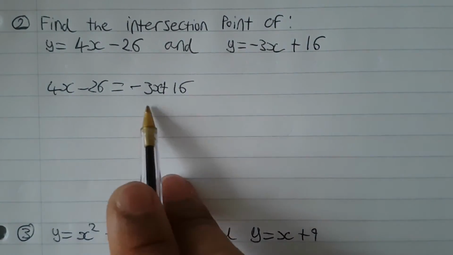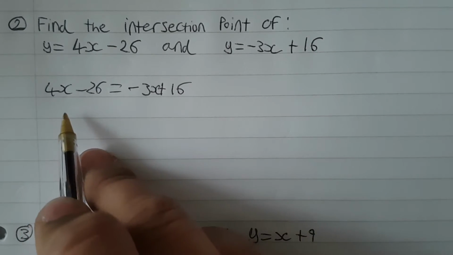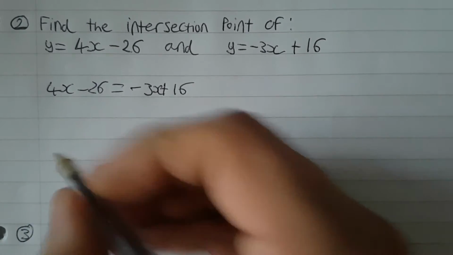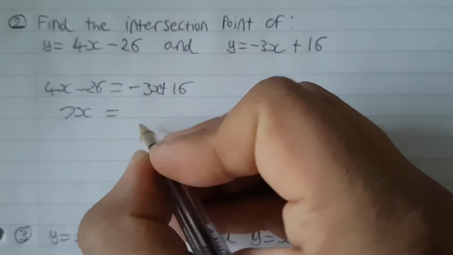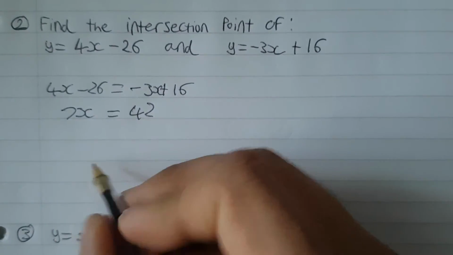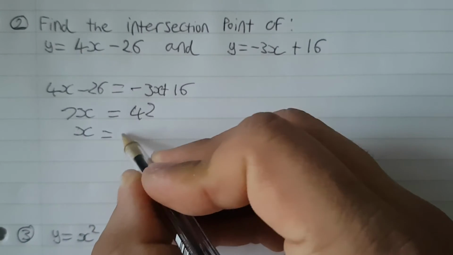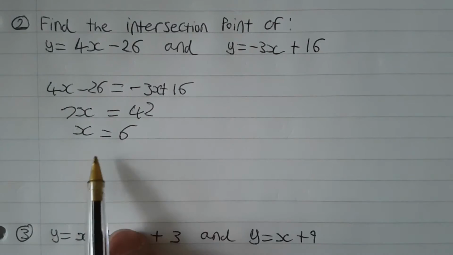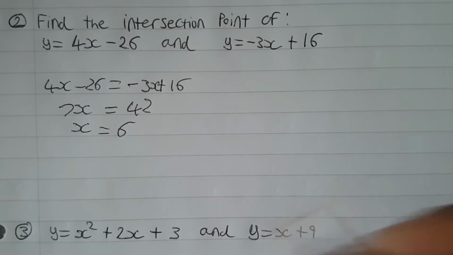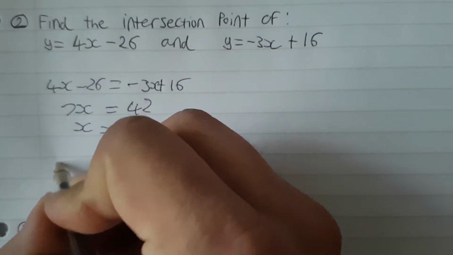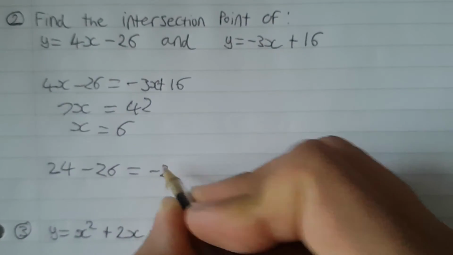So now what we do here, we get the unknown variable on one side and the number on the other side. So to do that, we can add 3x to both sides and plus 26 to both sides. So we get 7x is equal to 26 add 16 is 42. And by simplifying down, we can get x equals 42 divided by 7, which is 6. Now, to get the y coordinate, we just plug 6 into any of these equations. I'm going to plug it into this one because it just seems easier. So 4 times 6 is 24. Take away 26 equals minus 2.